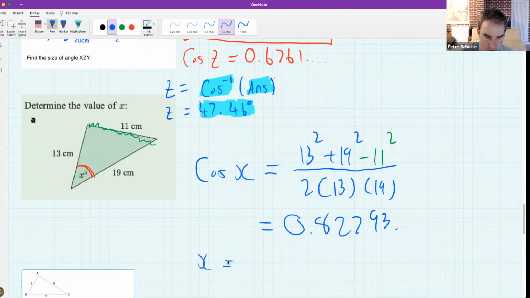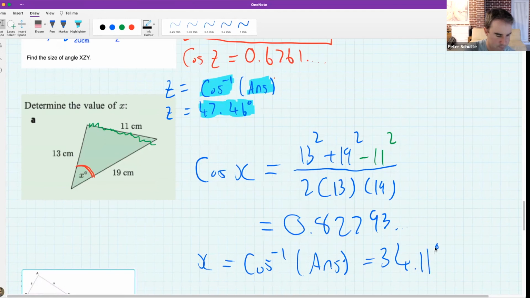And so what I'm going to do is, for X, I use shift cos, which gives you cos minus 1. And then I'm going to hit the answer key. So let's do that. Shift cos, answer key. And we should be getting 34.11. Okay. Indinaye, do you want to ask your question?